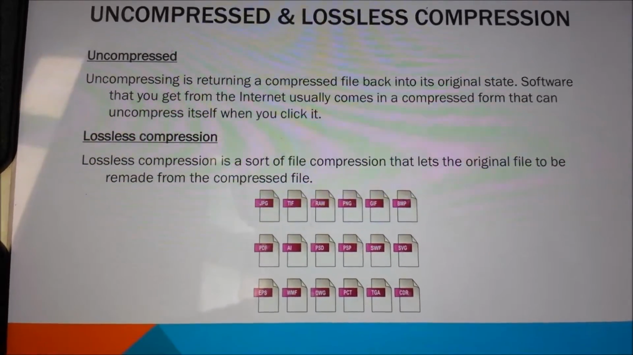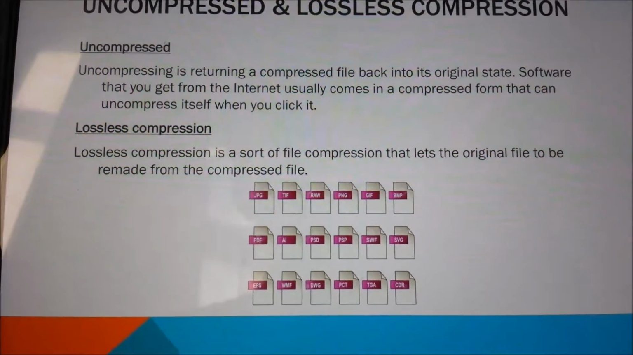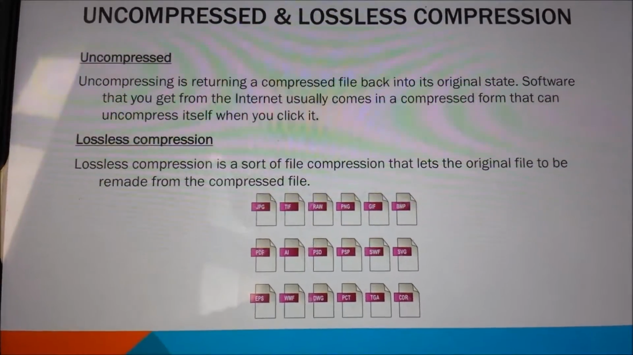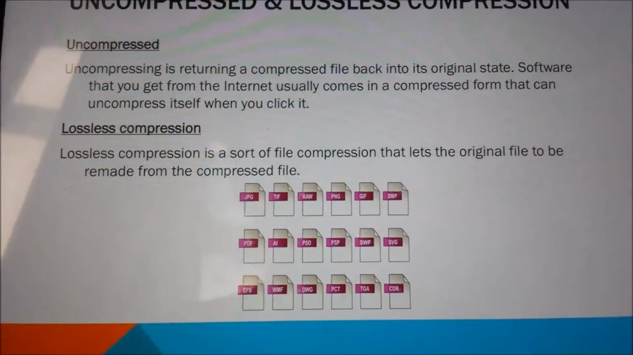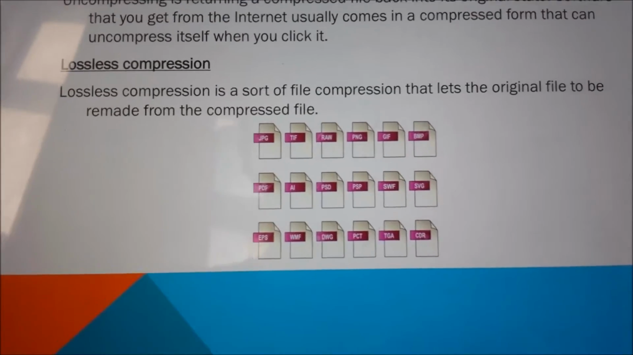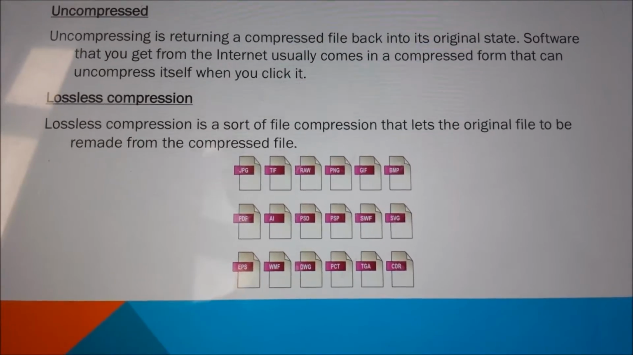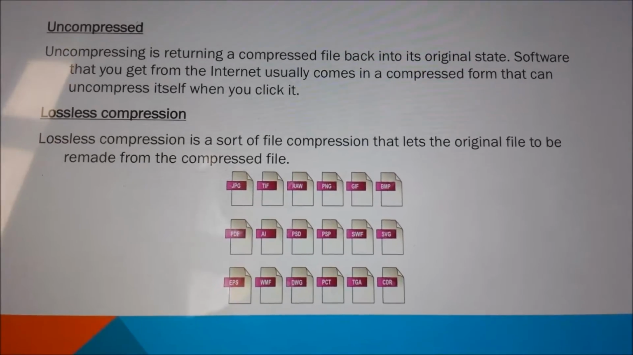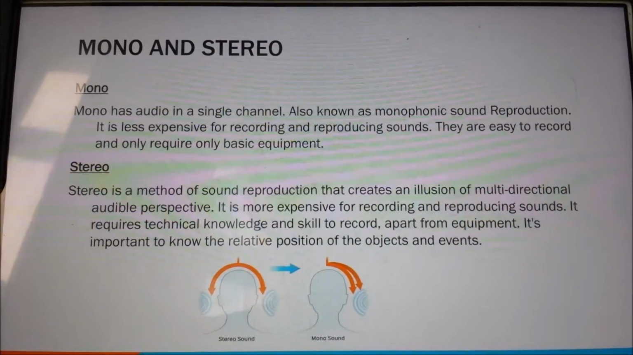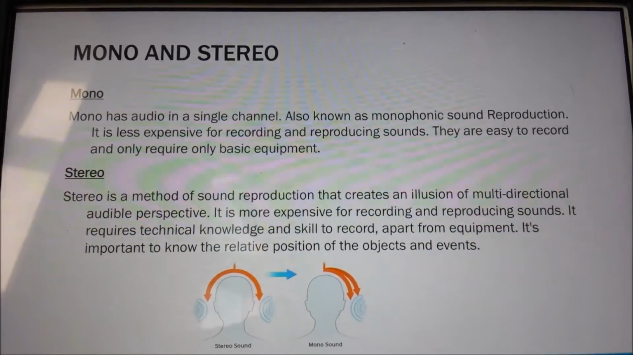Uncompressed and lossless compression. Uncompressing is returning a compressed file back into its original state, and this usually happens when you download software from the internet. You get a compressed file and it uncompresses when you click it. Lossless compression is a sort of file compression that lets the original file be remade from the compressed file.